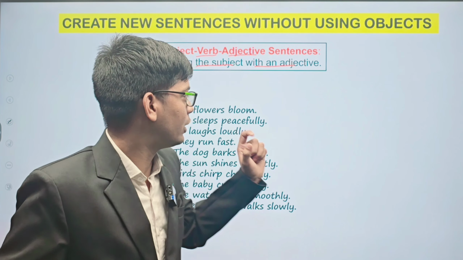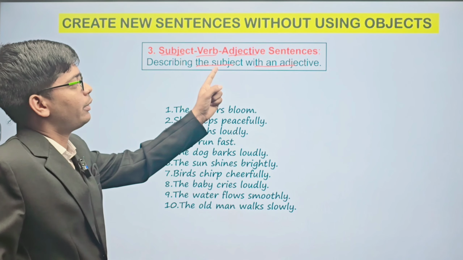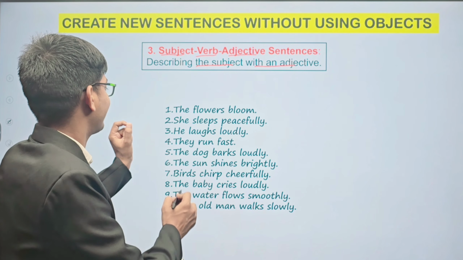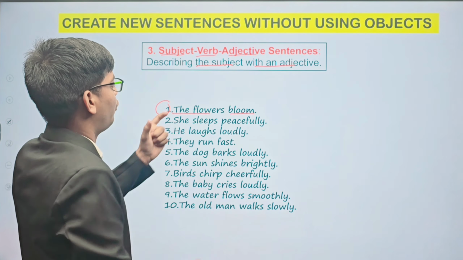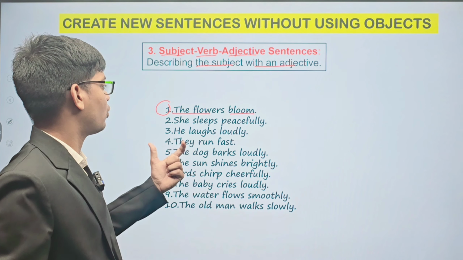Okay guys, so let's see an example of subject, verb and adjective. Let's see the first example here: the flowers bloom.